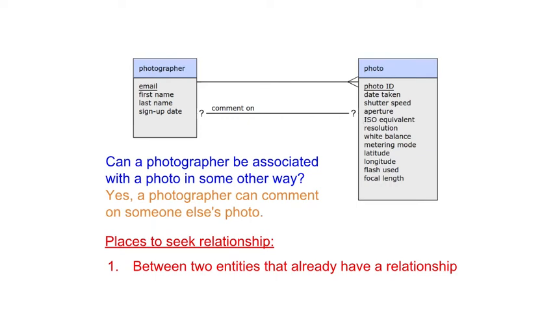Then we'll use our intuition to apply a label to the opposite link. Read that one out loud and make sure the users agree with it. A photo can be commented on by a photographer. What you see here is our first success at the seek relationship step.